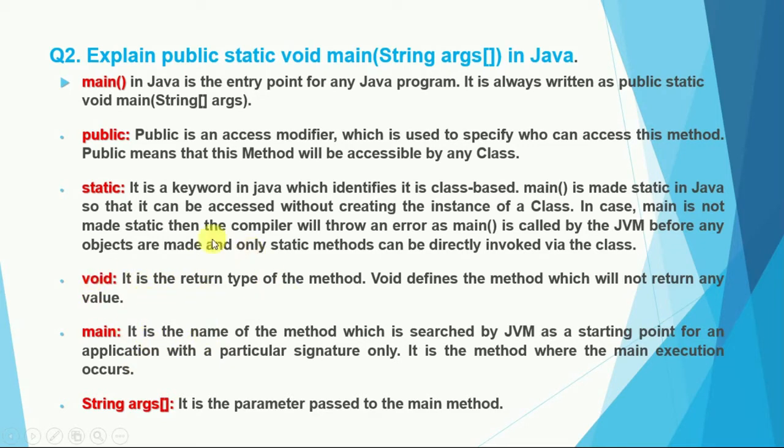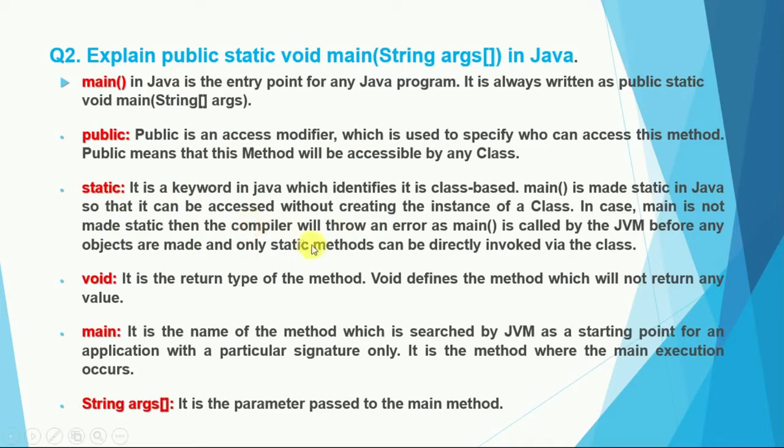Okay, so then the compiler will throw an error because main is called by the JVM before any objects are made. If we don't use static in our main method, the compiler will throw an error as main is called by the JVM before any objects are made, and only static methods can be directly invoked via the class. So we actually don't need any object for this method if we use static.